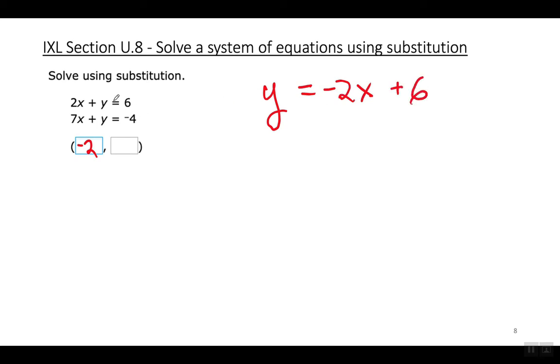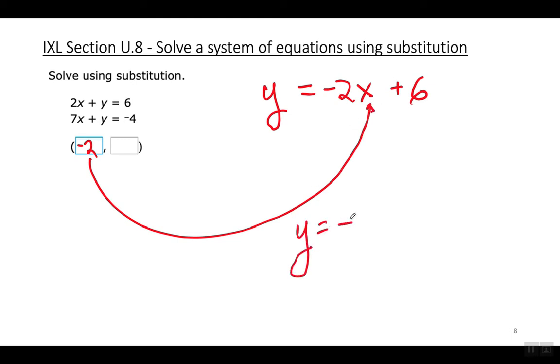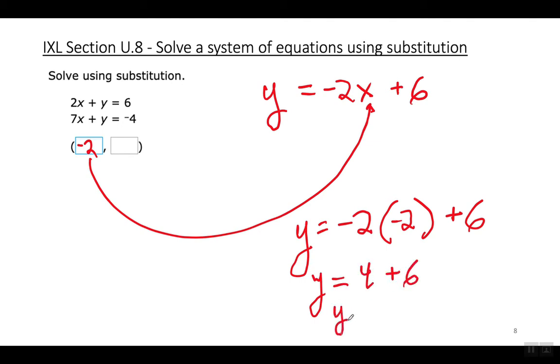Okay, so now here where you had first solved for y, you could plug in the x. All right, so y is going to equal negative 2 parentheses negative 2 plus 6. So y is going to equal positive 4 plus 6. So y is going to equal 10.